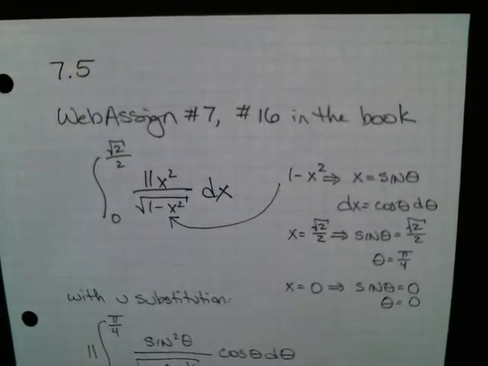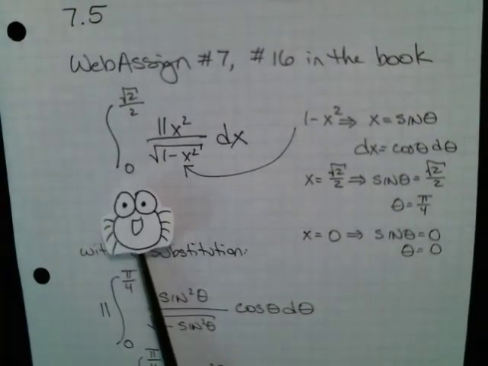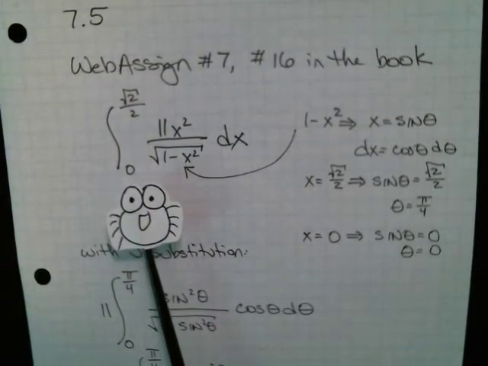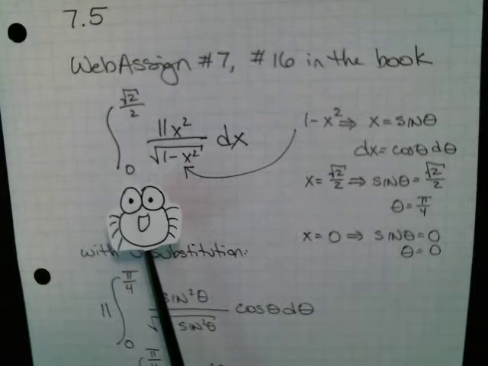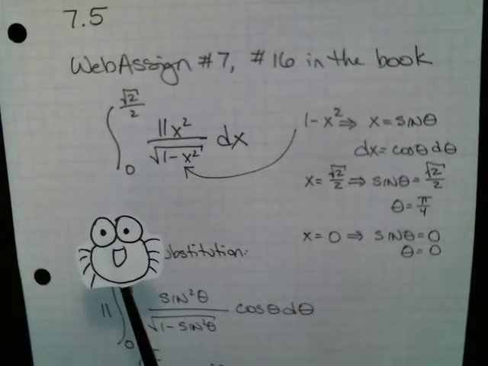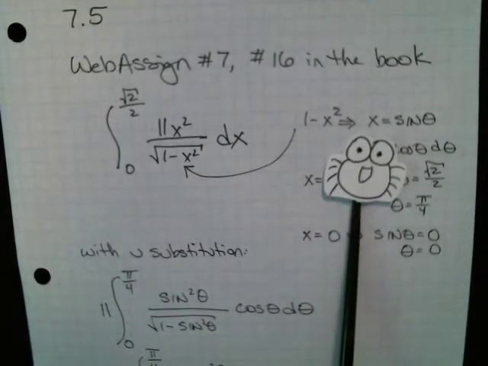And this is the problem: the definite integral from 0 to radical 2 over 2 of 11x squared over radical 1 minus x squared dx. And this section 7.5 is all about trig substitution, so I went ahead and made this substitution.